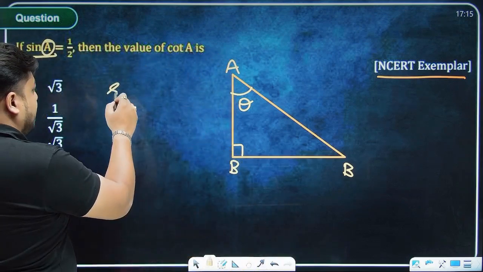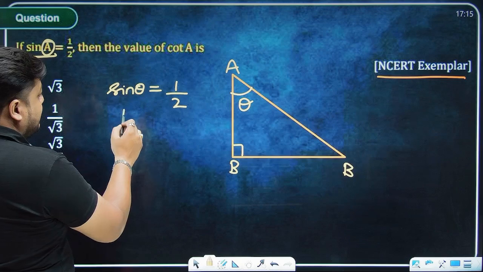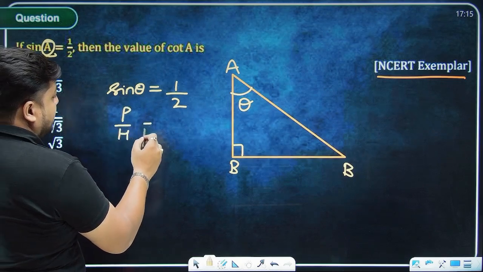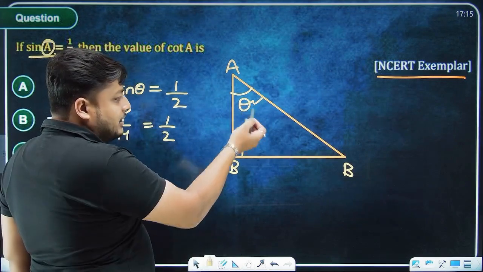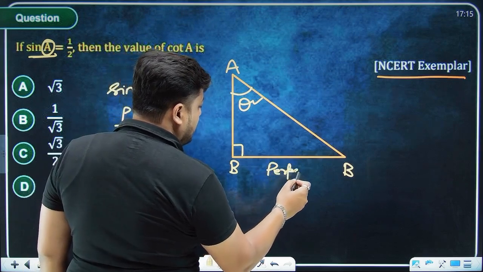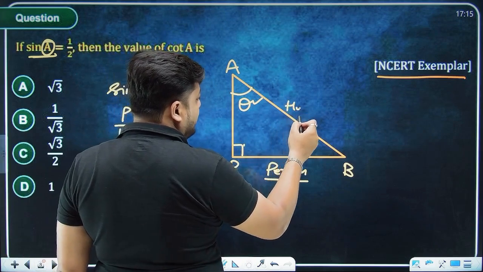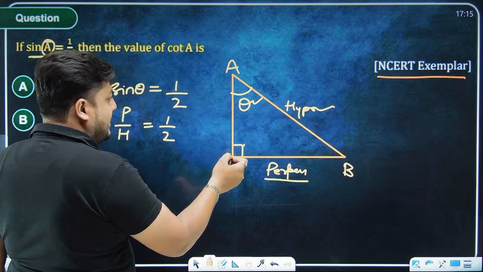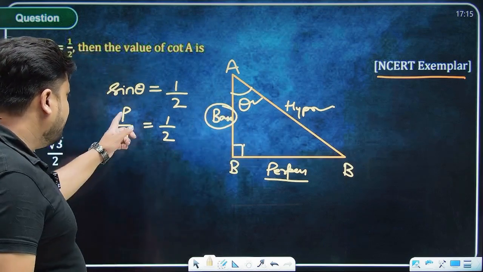See, sine theta is 1 by 2. You know that sine is P upon H. That is 1 by 2. So in this question, if here we are considering our theta, the side opposite to theta is called perpendicular. So this is P. And this is 90-degree opposite, so this is hypotenuse. And the remaining third side is base, that is B.